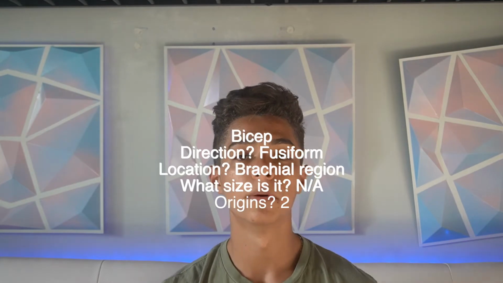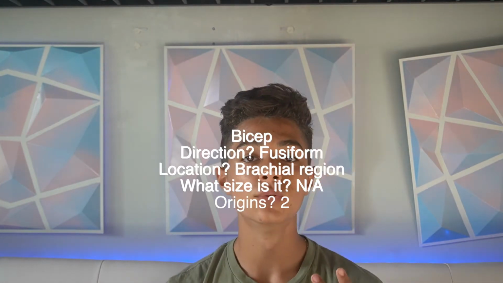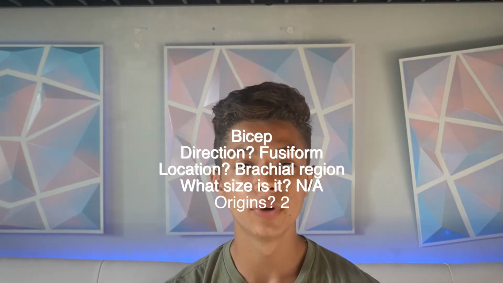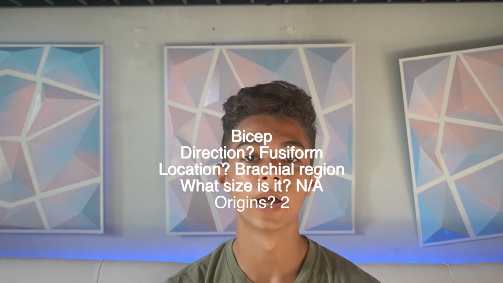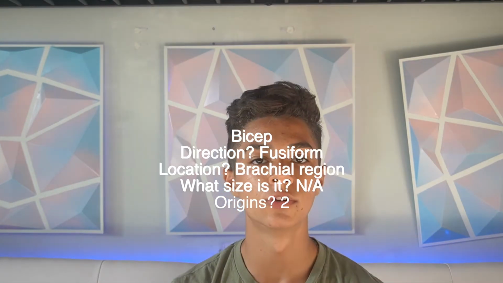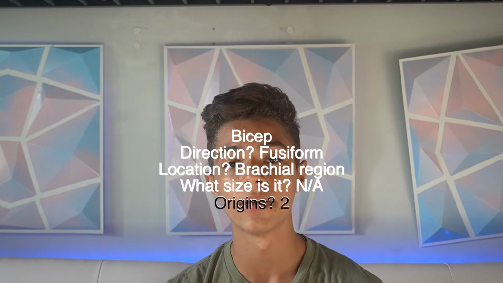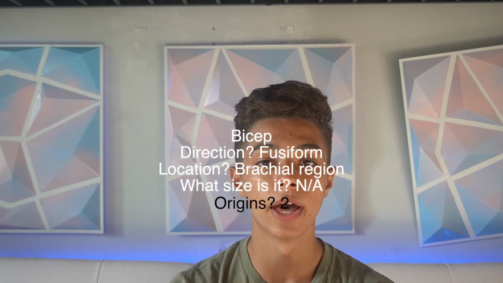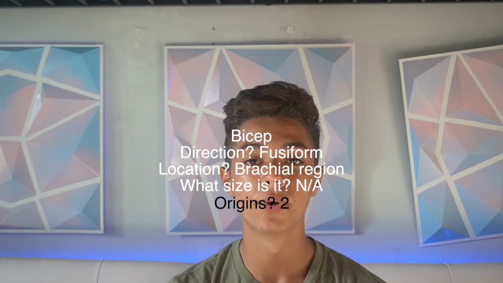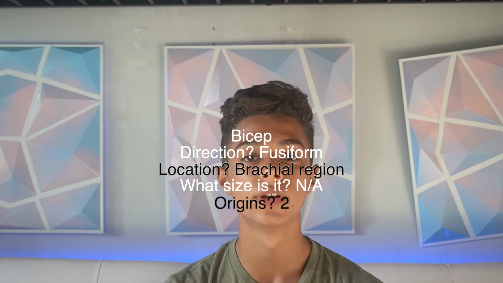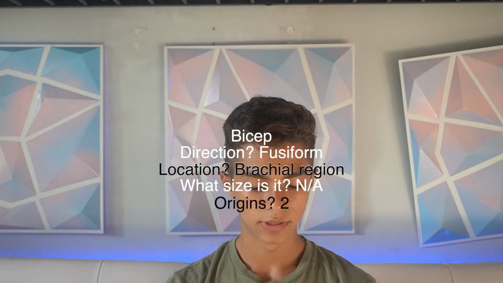So like I talked about before, since it has 2 origins, it has 2 heads, it's called bi, right? So bicep. So in conclusion, the bicep brachii gets its name from bi having 2 heads of origin and brachii, the location and region it's located in.